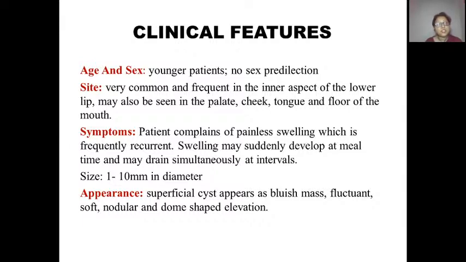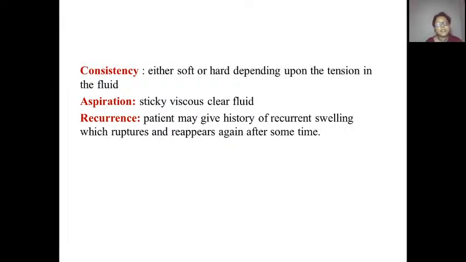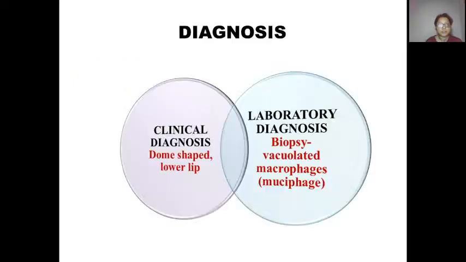The symptoms are, the patient may complain of painless swelling which is frequently recurrent. Swelling may suddenly develop at mealtime or may drain spontaneously at intervals, and the size range is 1 to 10 millimeters in diameter. The appearance is a bluish mass which is fluctuant, soft, nodular, and a dome-shaped elevation. The consistency is soft or hard depending upon the tension in the fluid. The aspiration gives out a sticky, viscous, clear fluid, and the recurrence rate is quite high. The patient may give a history of recurrent swelling which ruptures and reappears again after some time.